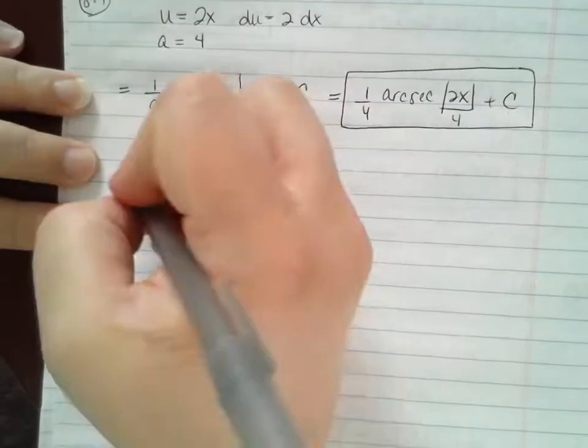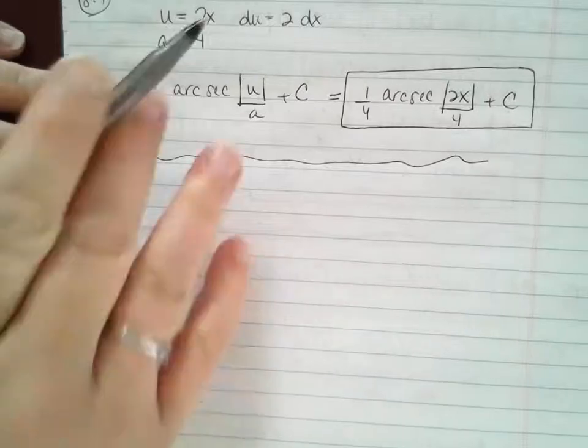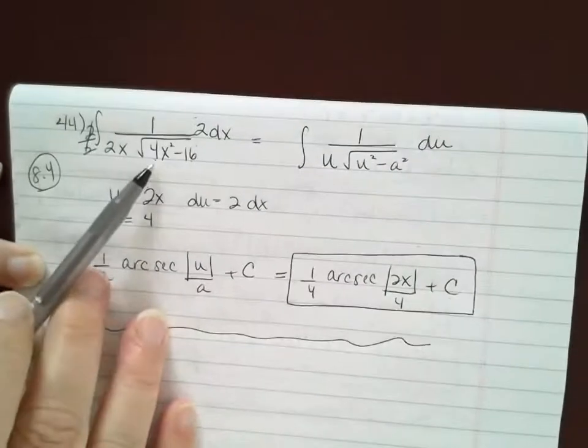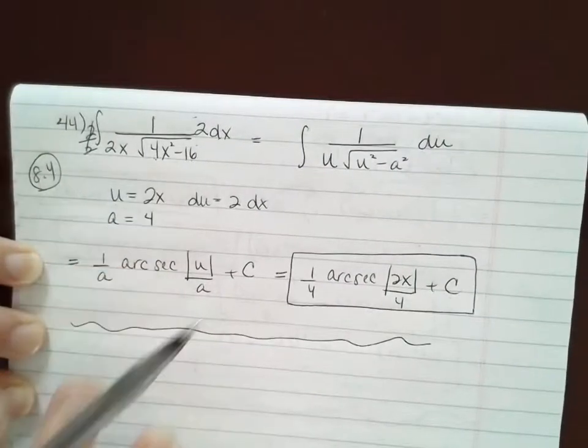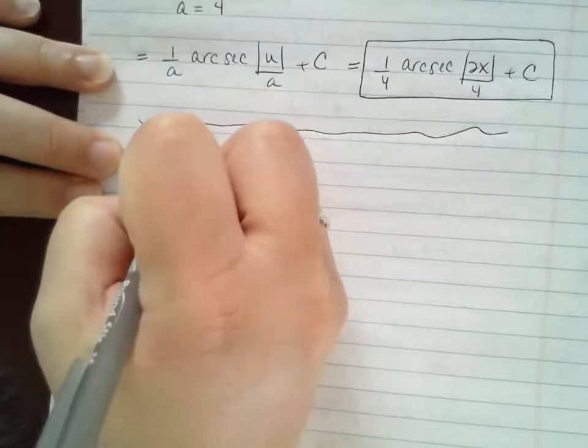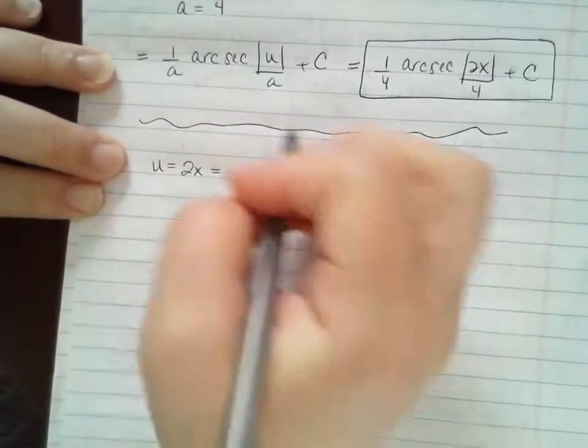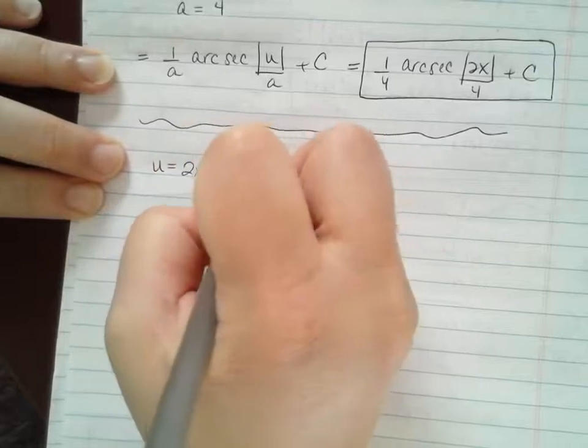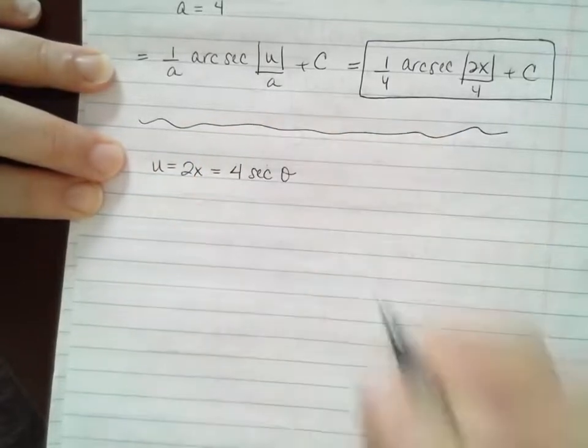So trig sub says, okay, you think that looks like the secant? Let's say that it does. If that's the case, then u, which we're saying is 2x, is going to be equivalent to a secant theta.